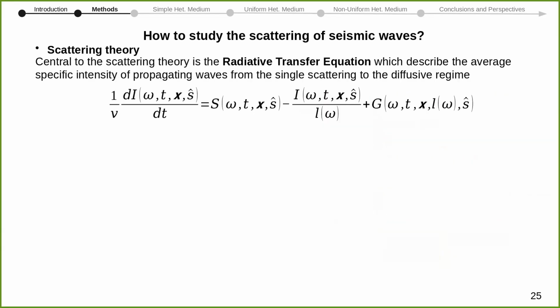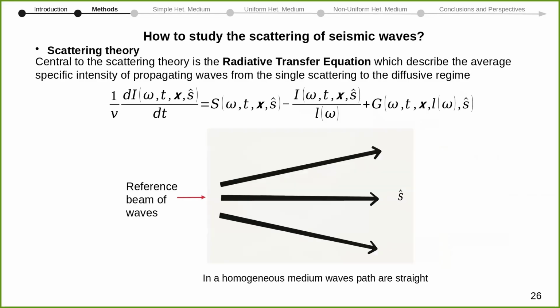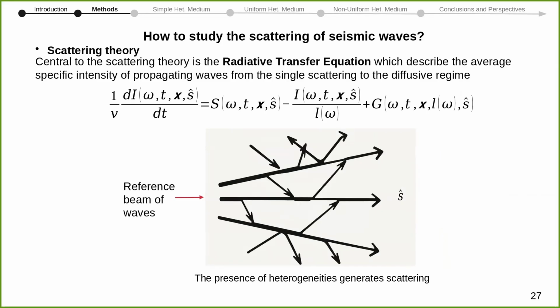So central to the scattering theory there is the radiative transfer equation, which is an equation for the average specific intensity and describes the process of scattering from the single to the diffusive regime. As we said before, if there are no heterogeneities, the paths that we are expecting to see are straight lines. But if we introduce heterogeneities, then scattering will occur.